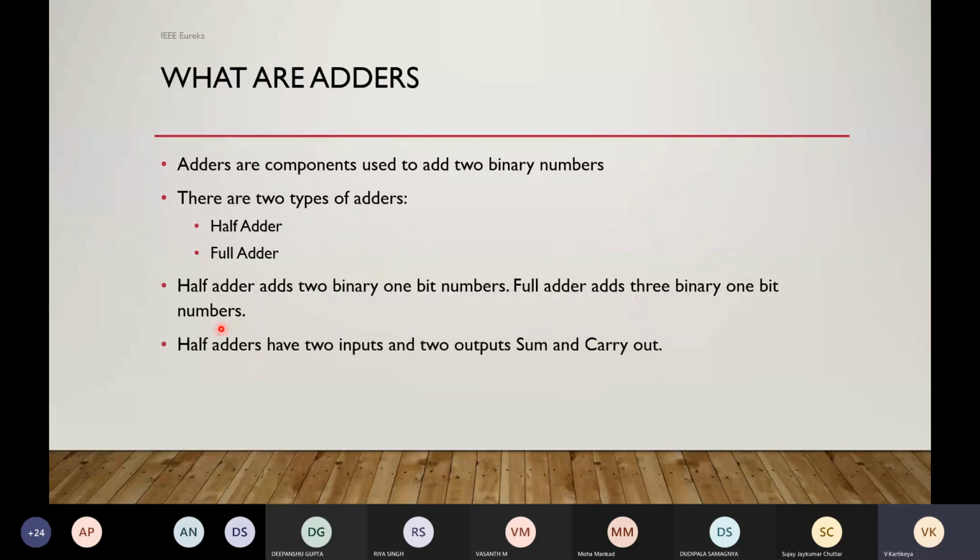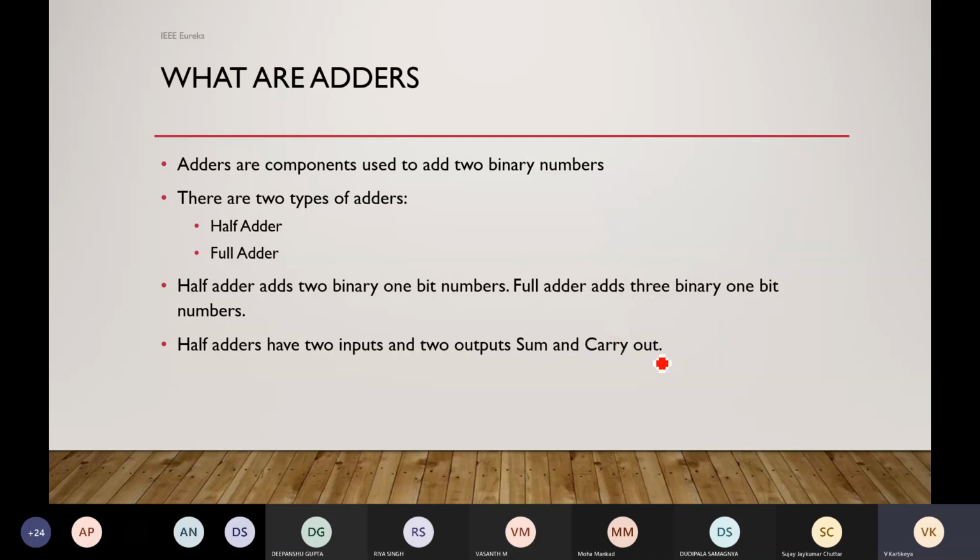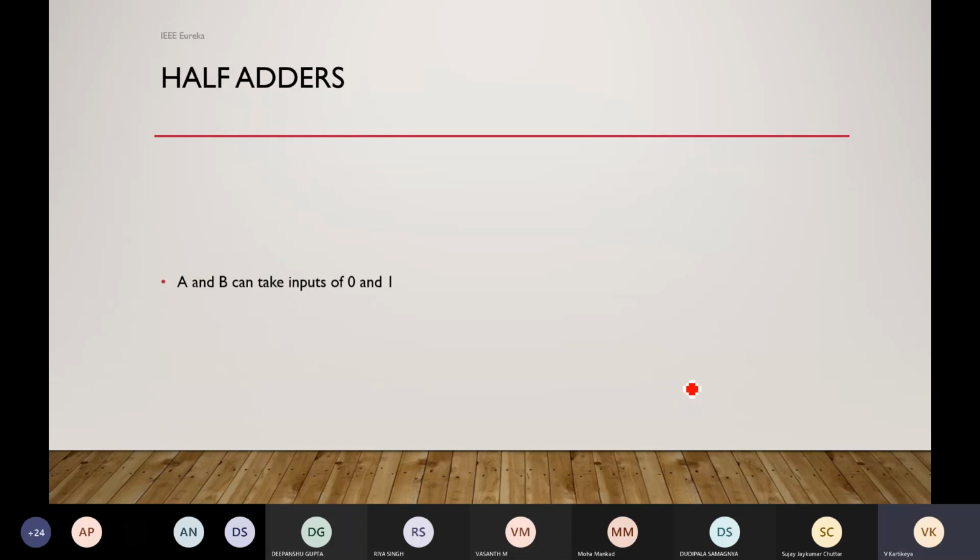Now half adder, because it adds two binary 1-bit numbers, has two inputs and two outputs named sum and carry out. You'll know what these are very soon. And full adders have three inputs because they're adding three 1-bit binary numbers, and the outputs are again sum and carry out. So you'll know why we need to do this.